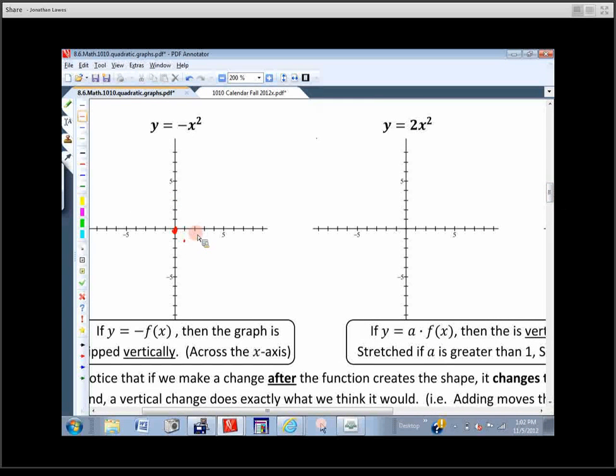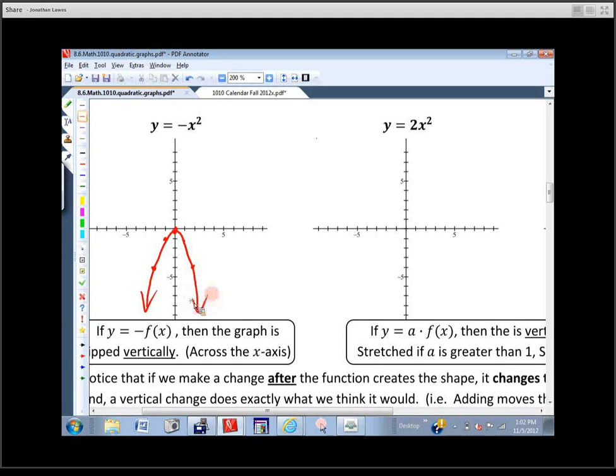Over 2 and down how far? Down 4. I can go to the left 1, down 1. To the left 2, down 2. Sorry, down 4. Down 2 squared. So it looks like this.